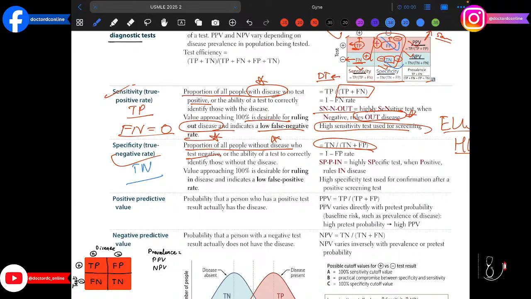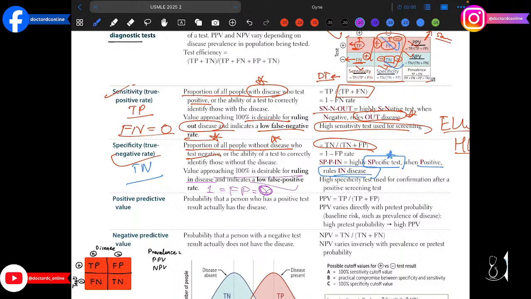So what would a test with high specificity be good at? There you go, ruling in disease. This is often remembered with the mnemonic SPIN. Here the SP stands for specificity and IN stands for rule in. So here a specificity approaching 1 is desirable at ruling in disease, as this indicates a low false positive rate. And if the specificity of a test is 1, the above equation shows the false positives must equal 0, and therefore all positive tests would be true positives.